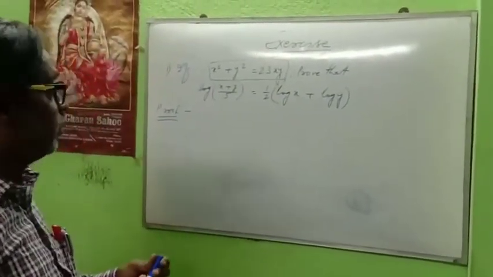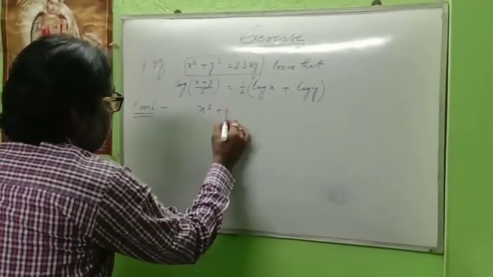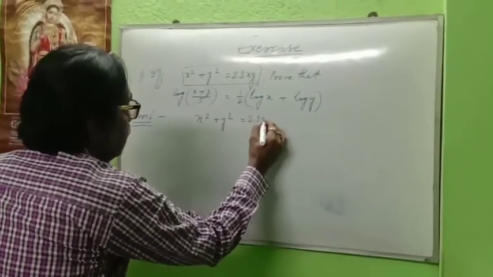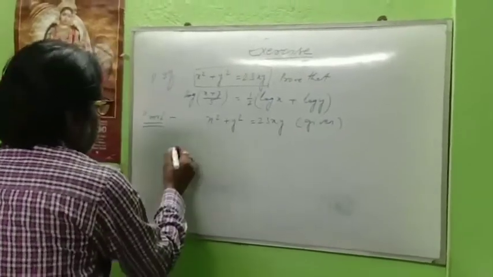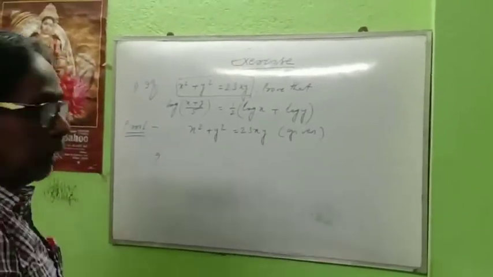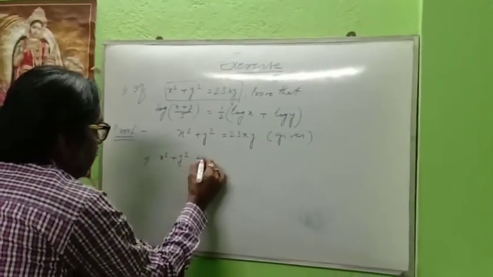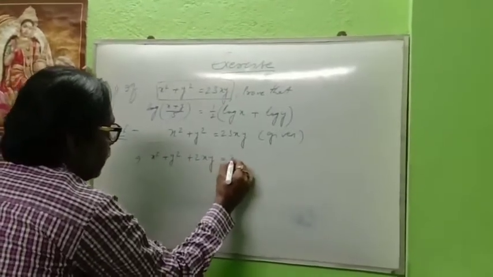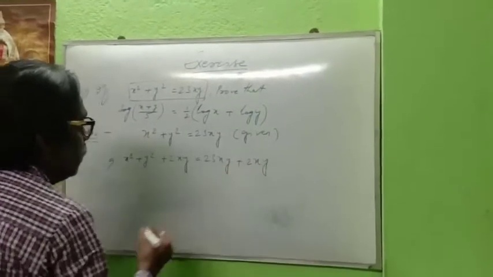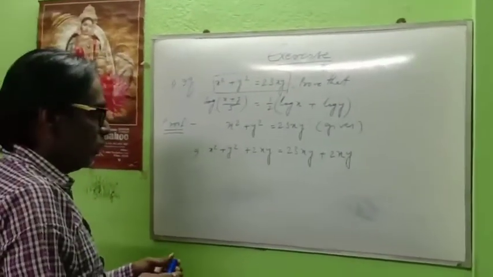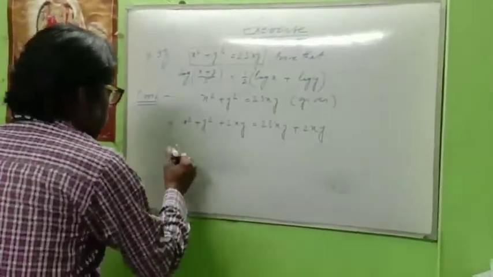First of all, you have to take the help of the given part. What is given here? X square plus y square equal to 23xy. It is given in the question. Now do one thing here. Adding 2xy both sides. If you add 2xy both sides, what will we get here?